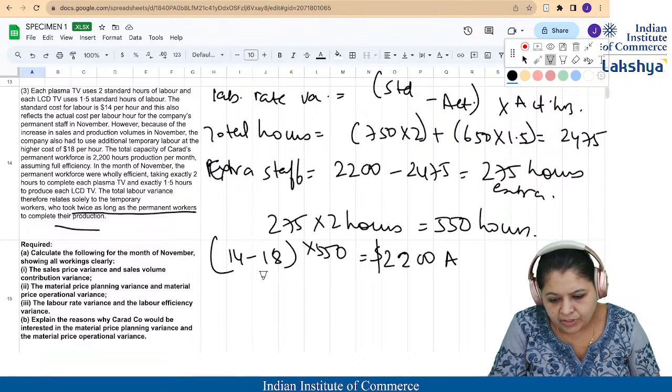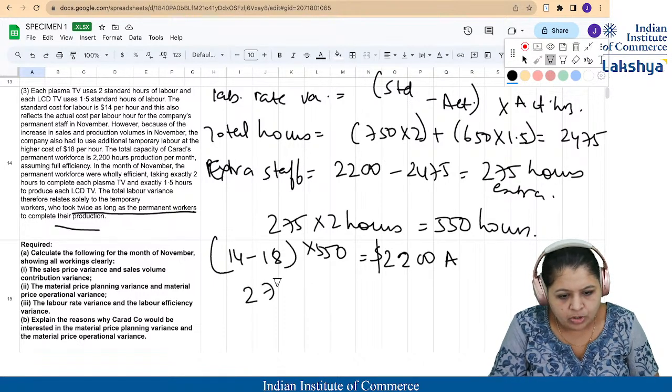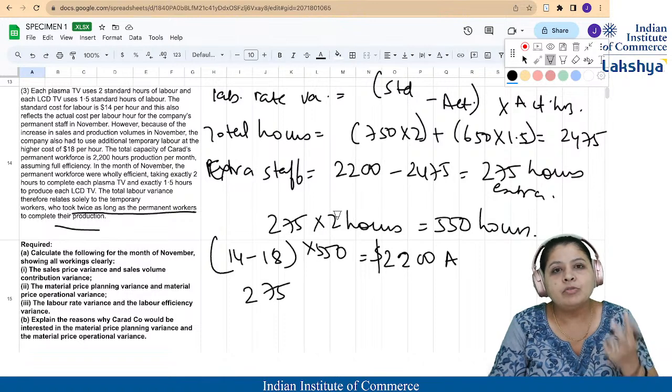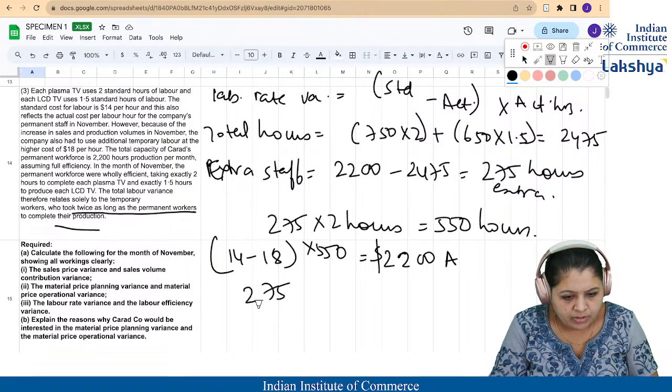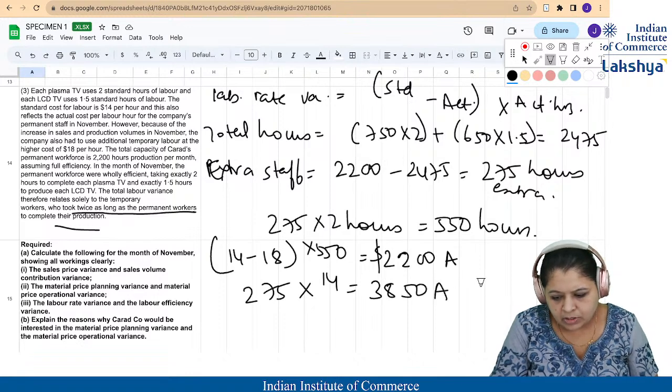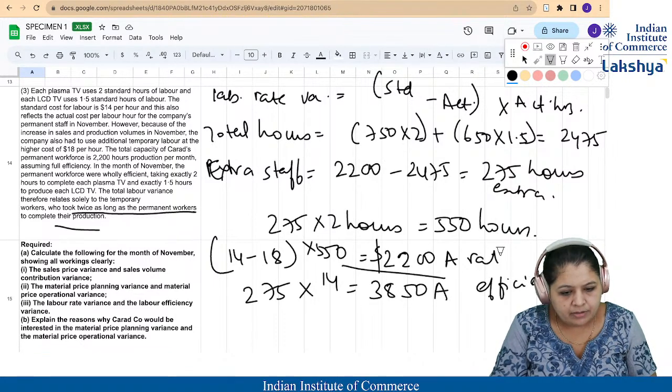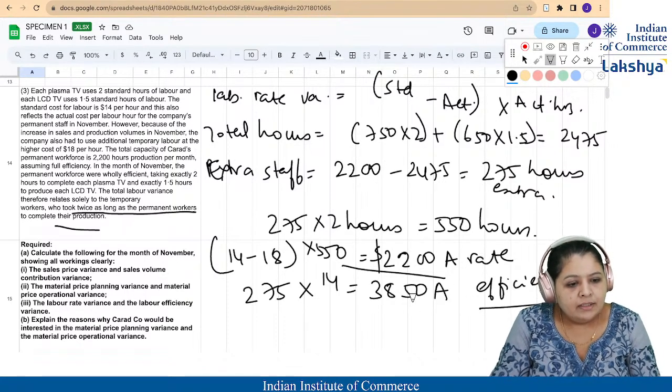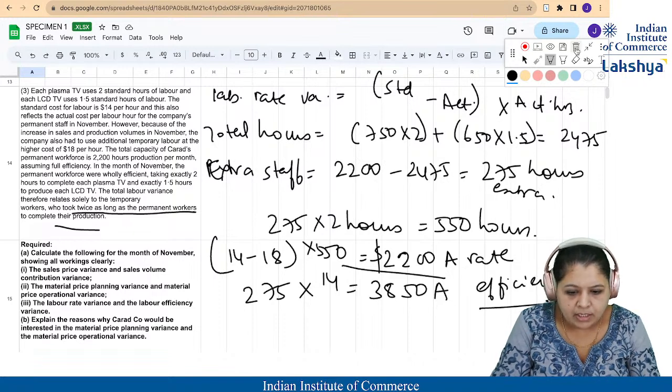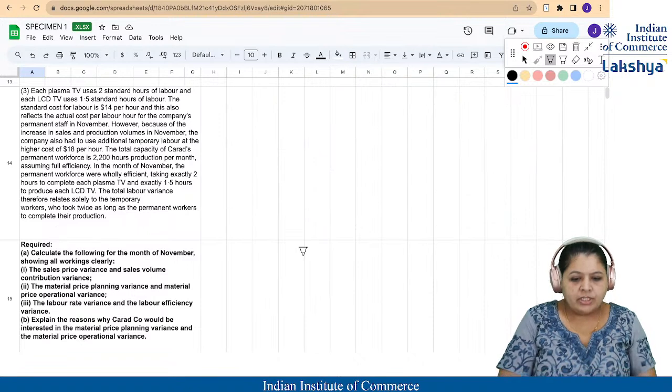When we talk about the efficiency, it is just going to be your extra hours that are used. And how many extra hours were used? 275, because that is what was supposed to be used, but the temporary staff used twice, right? So those extra hours of 275 into the cost per labor, which is 14, makes it 3850 adverse, which is your efficiency, right? So this is your rate, this is your efficiency, and both of them are adverse. Simple, this one was.